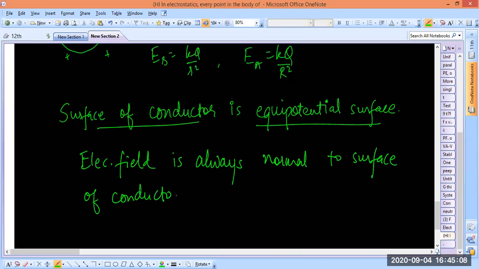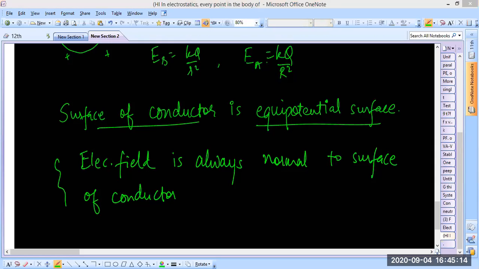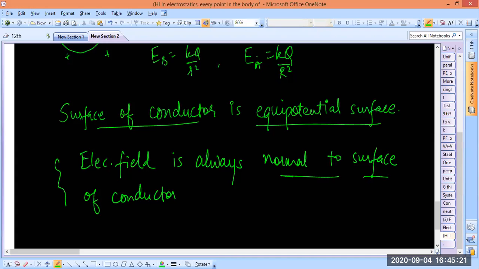I hope you remember this one also. So because of that, I hope you remember that electric field is always perpendicular to the equipotential surface. So this is similar to that. So that's why this is true. So this is an important sentence. Please remember it.